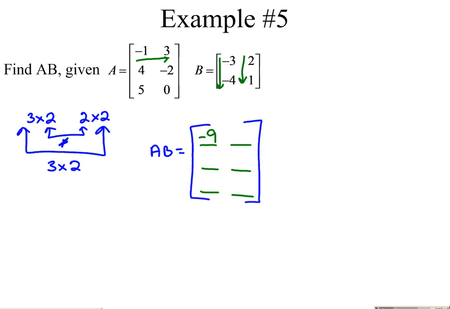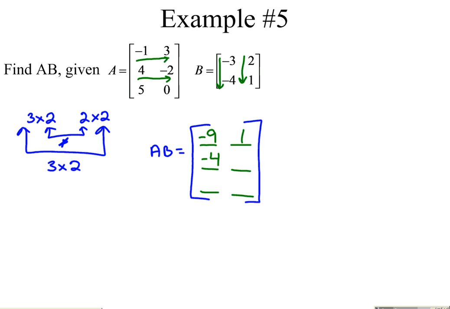Our next entry going across this row is in row 1, but now with column 2. So again, start at the beginning of the row, the beginning of the column. -1 times 2 is -2. 3 times 1 is 3, so I have -2 plus 3, which is 1. Go to the next entry in our product matrix, row 2, column 1. So now I'm using row 2 in the first matrix, back to column 1 in the second one. 4 times -3 is -12. -12 plus 8 is -4.